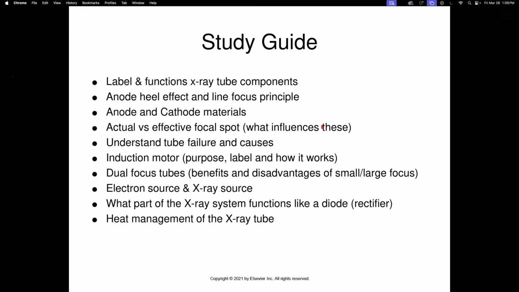Jacqueline, you ready? What types of material do we use for the cathode and anode, and why? Tungsten. Cool. Why? Because it can withstand high heat. Cool. What else? Think of the anode specifically.